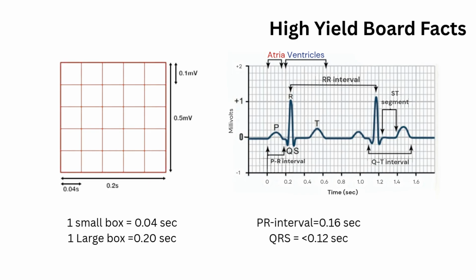Now, a normal PR interval sits right between 0.12 and 0.20 seconds, so 3 to 5 small boxes. If that PR stretches out past 0.20, boom, think AV block. Meanwhile, a normal QRS is less than 0.12 seconds. So any QRS complex wider than 3 small boxes should instantly trigger alarm bells in your head for a ventricular conduction problem or a bundle branch block.